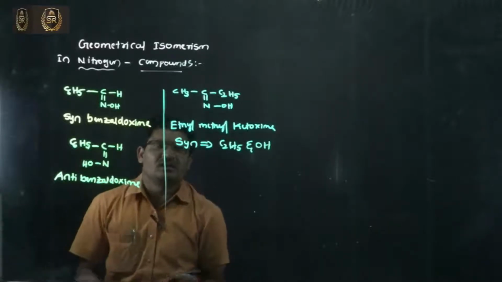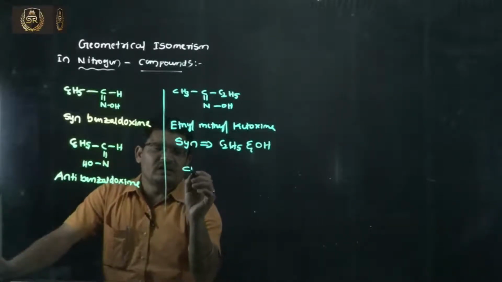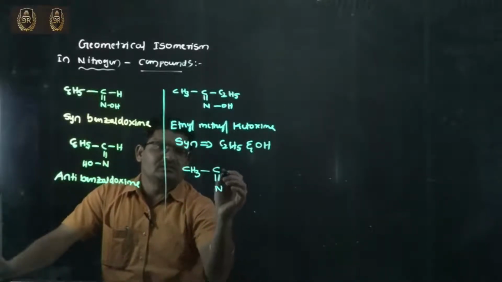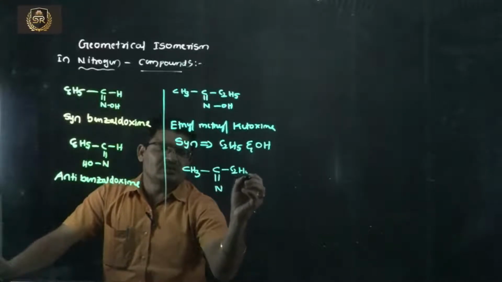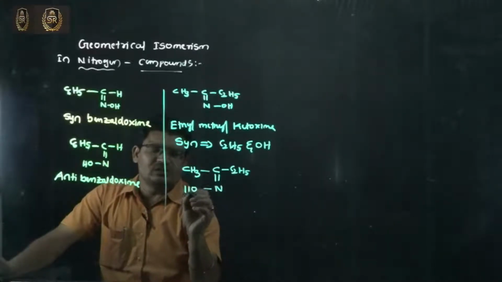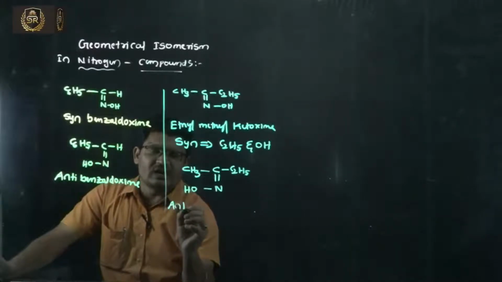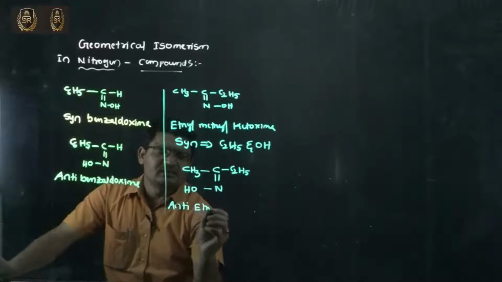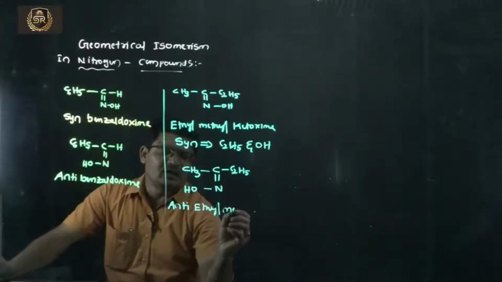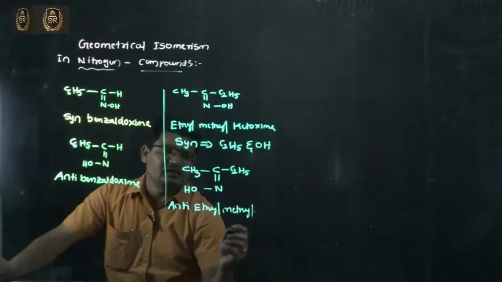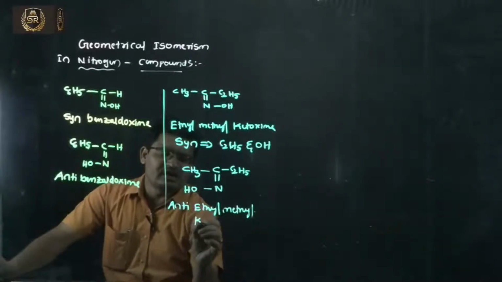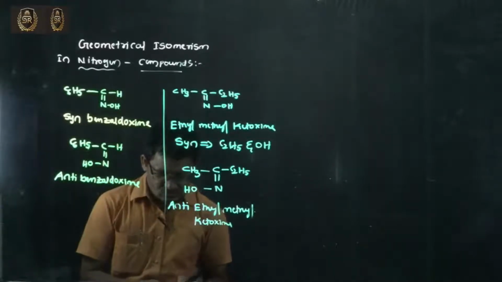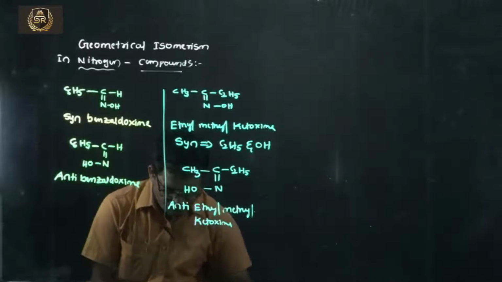Then in the next one, anti means CH3, C double bond N, on this side C2H5, on this side OH. This is anti ethyl methyl ketoxime. So this is geometrical isomerism in these compounds.